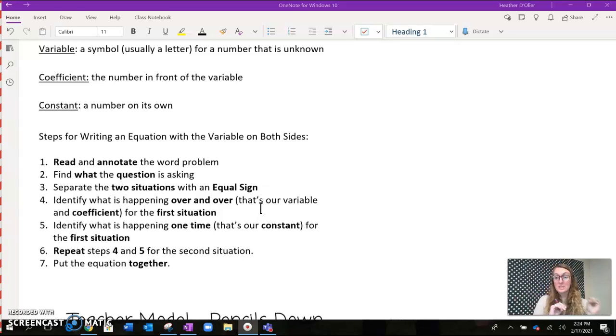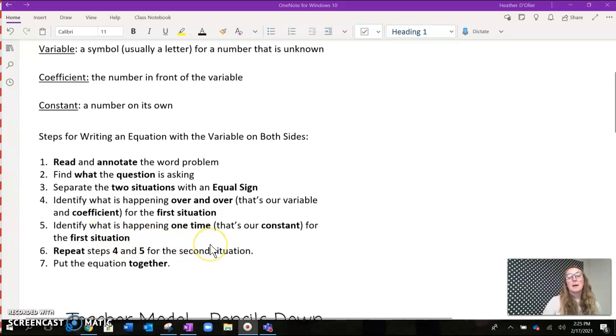Then for the first situation, identify what is happening over and over, okay? That's our variable or coefficient. I say over and over. It's not always over and over, but it's helpful. So sometimes it's like per hour, every day, each month, each game. Just something that's telling you it's happening more than one time, okay?